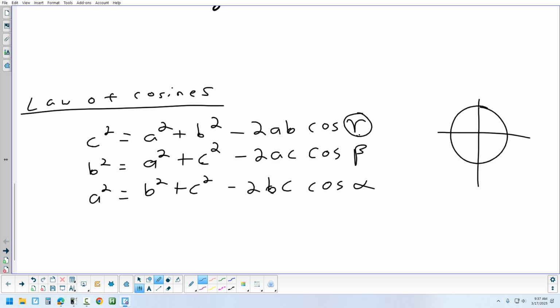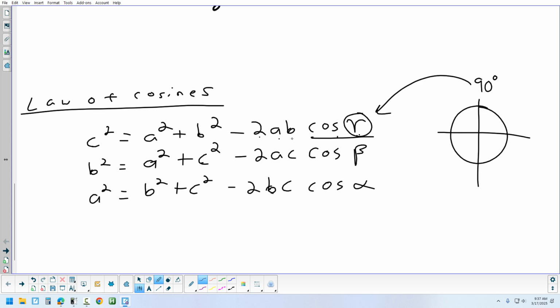If it was a 90, it would be 0. What's the cosine of 90? Yep, 0. Right? If you think of 90 on the unit circle, it has an x value of 0 when you write the coordinate. The cosine of 90 is 0. So if you fill in a 90 right there, you're going to get 0 for that part. What's 0 times 2 times a times b?